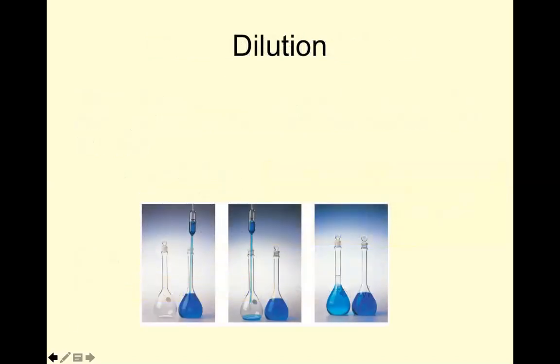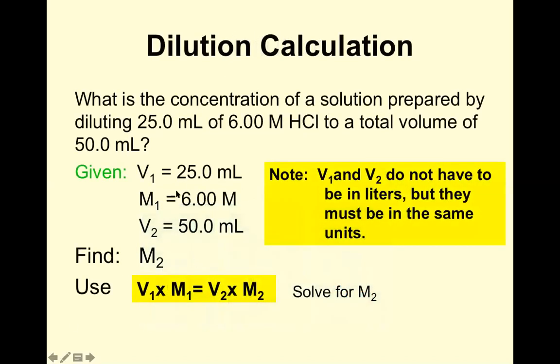All right, so let's look at how we would do this. So I would do 25 times 6 is equal to 50 times V2. So I'd do 25 times 6, rearrange, divide by 50 to get rid of that, and that would be my answer.